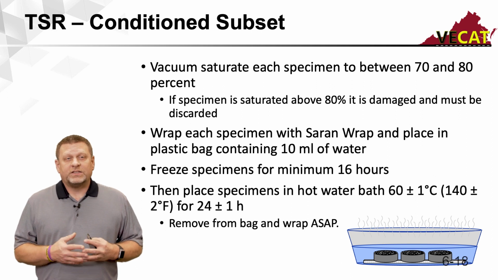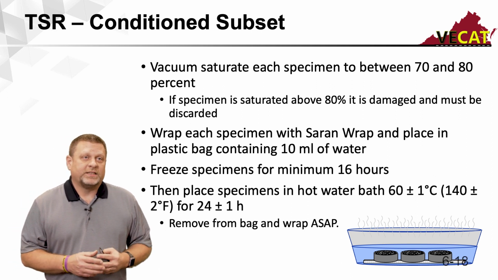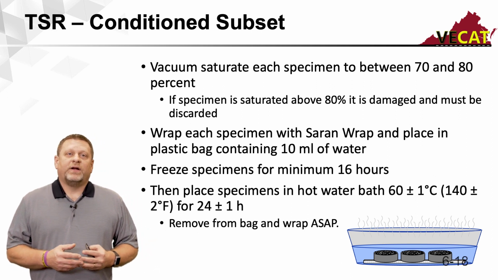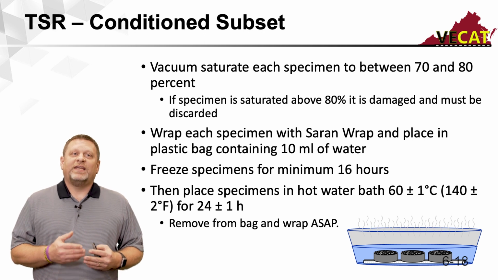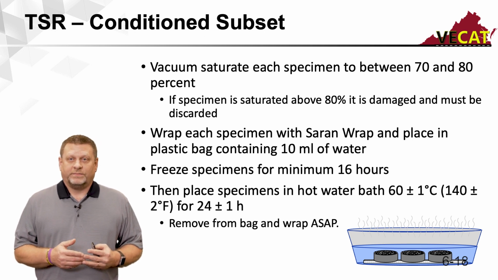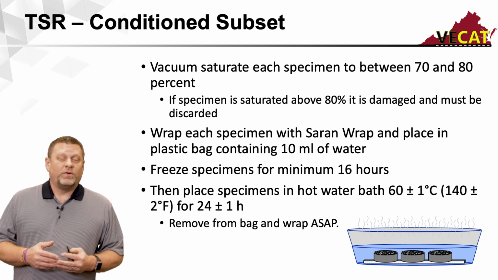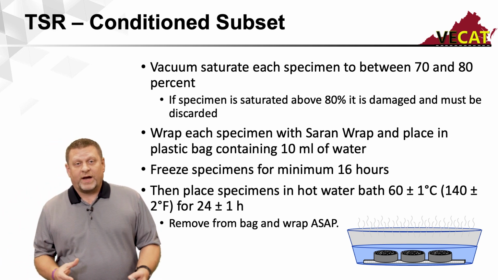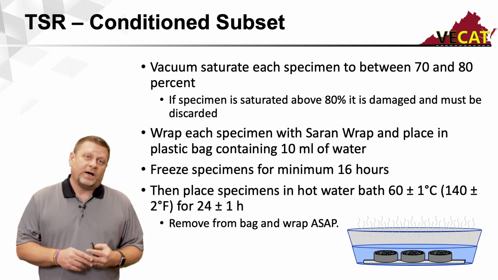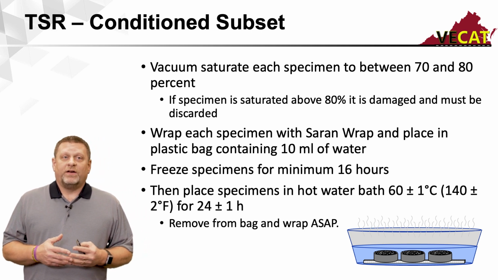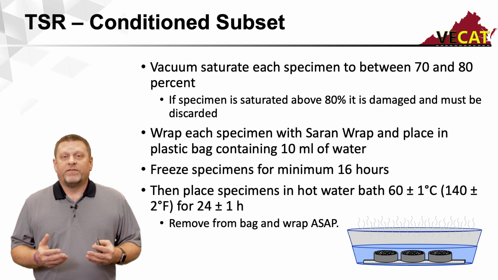Meanwhile, on the conditioned set, which is your other set of specimens, we're going to vacuum saturate each specimen to between 70 and 80% saturation. This saturation is typically done with your same rice setup. You'll put your specimen in your rice bucket, and you'll vacuum saturate it for 3 to 5 minutes or whatever it takes.